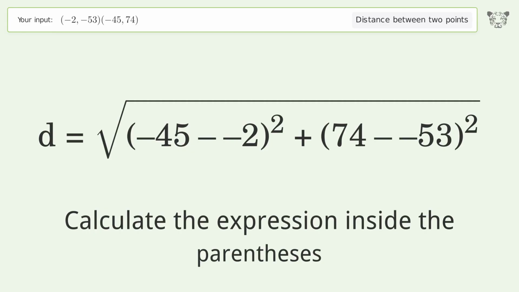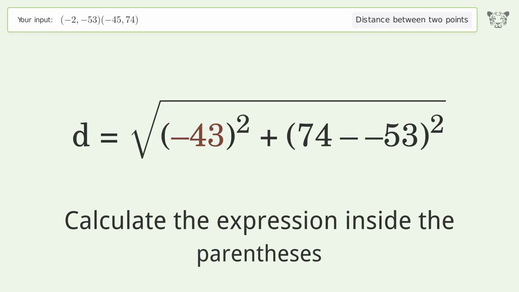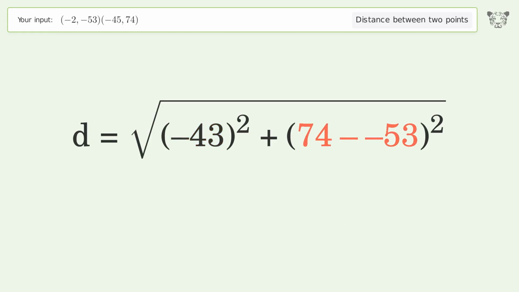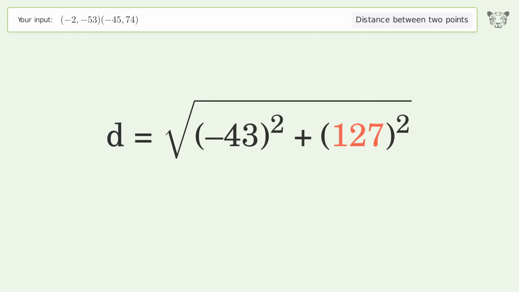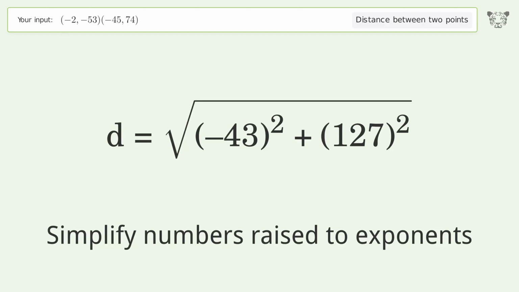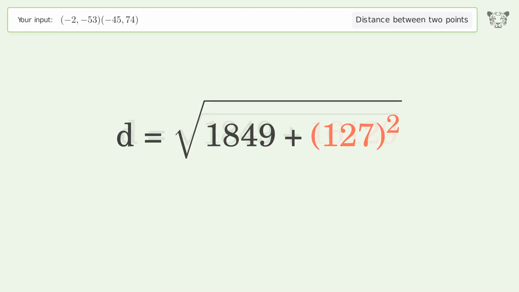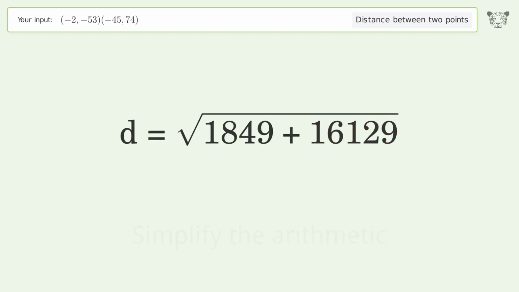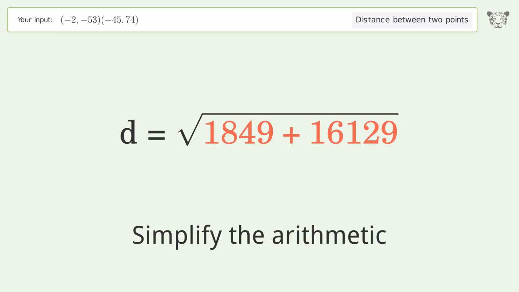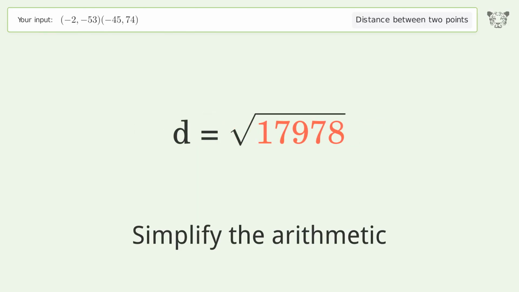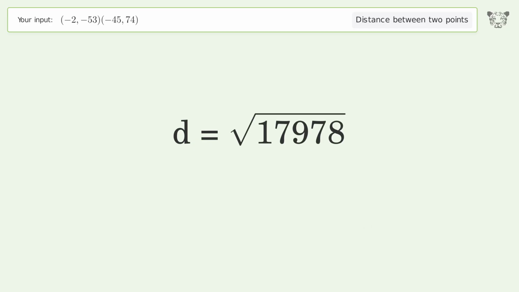Calculate the expression inside the parentheses. Simplify numbers raised to exponents. Simplify the arithmetic. And so the distance between the 2 points is the square root of 17,978, or 134.082.